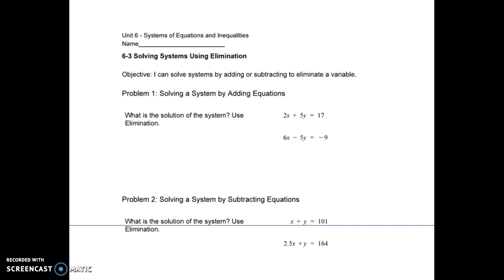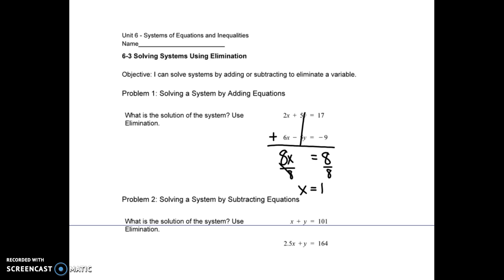The reason we're adding them together is because we have a positive 5 and a negative 5. That means they're going to cancel each other out. So if I add these equations together, 2x plus 8x, or 6x is 8x. Positive 5 plus negative 5 cancels each other out. 17 plus negative 9 is 8. Divide both sides by 8. x is equal to 1.